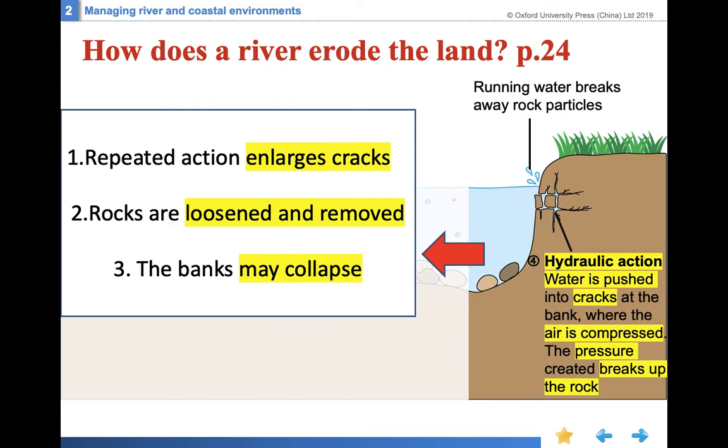And hydraulic action means 水力作用啦. It happens when there are some cracks on the river bank. The water is pushed into the cracks in the bank, and then the air is compressed inside, so pressure will be created and break the rock. Repeated action will make these cracks larger, and therefore the rocks are loosened and may be moved. The river bank will finally collapse if the hydraulic action is very strong and repeated.